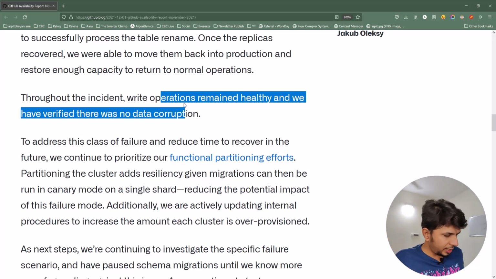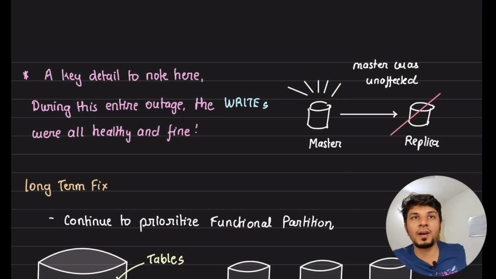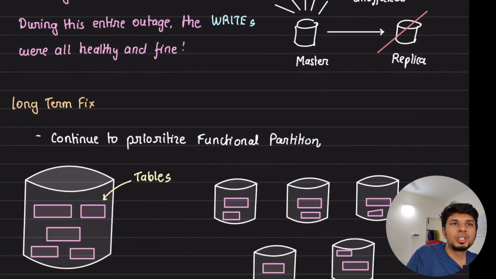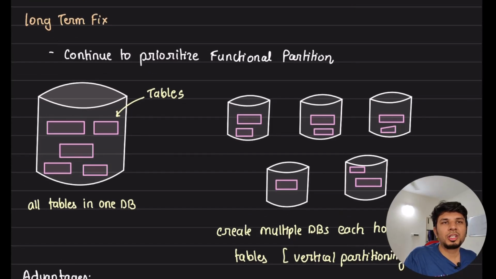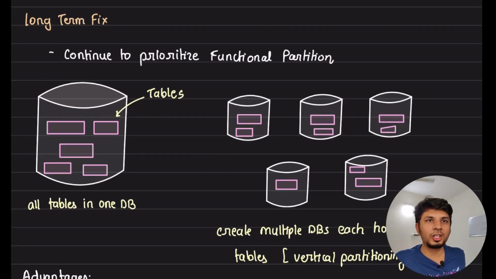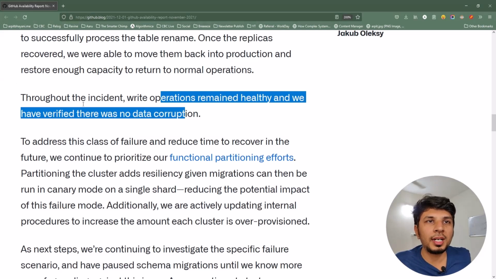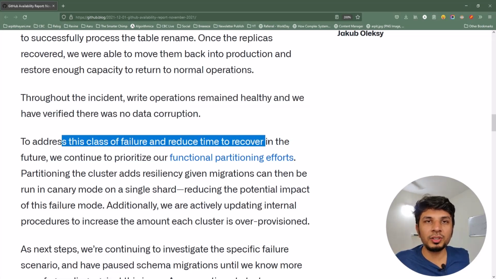Now, what did these folks do to make the long-term fix? Because whenever there is an outage, you have to do a long-term fix, right? So what's the long-term fix over here? The long-term fix they're talking about is something to address this class of failures and reduce time to recover.